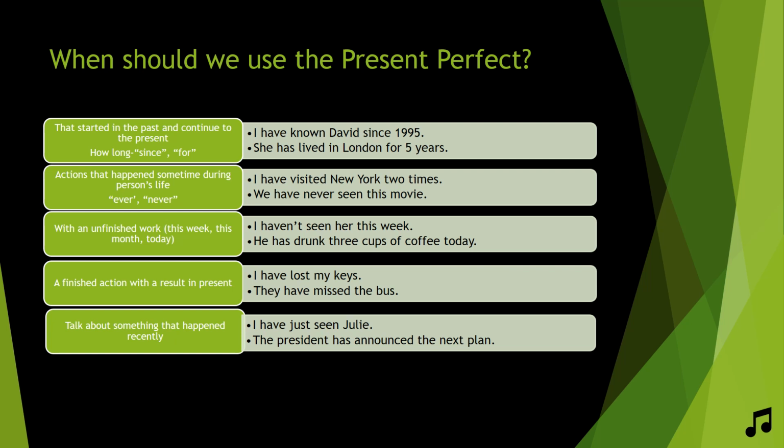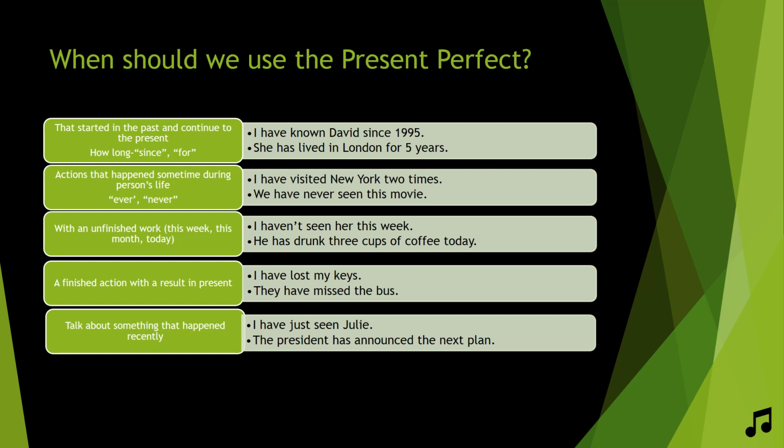Third is with an unfinished time period of this week, this month or today. For example, I haven't seen her this week. He has drunk 3 cups of coffee today. So these are the actions which are not finished yet and can be continued.